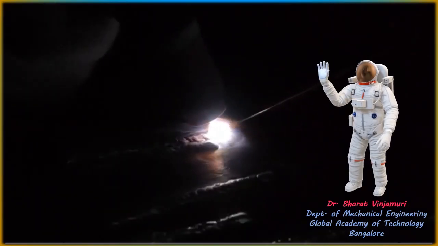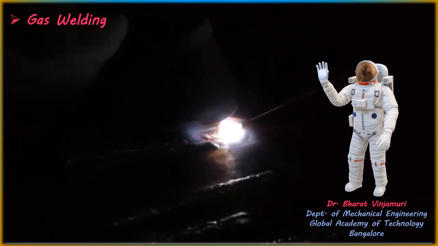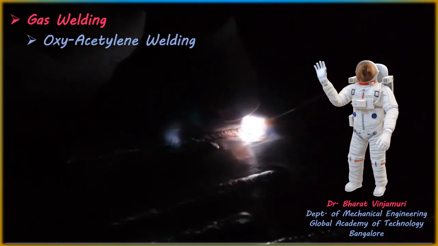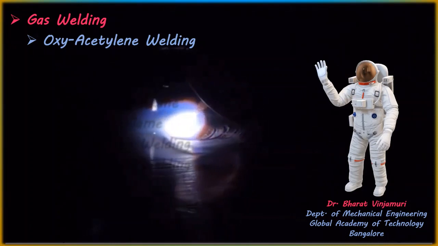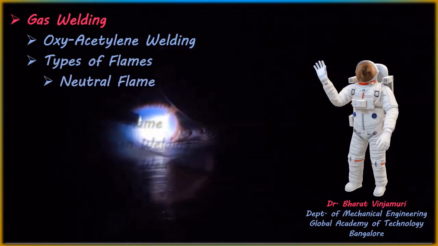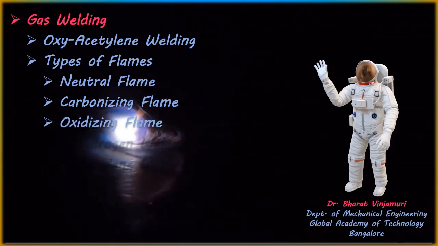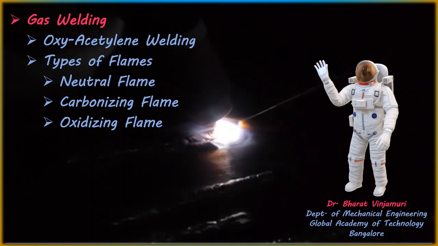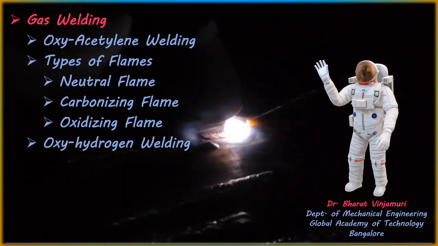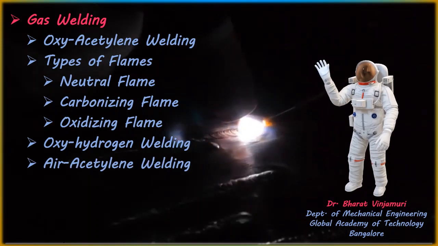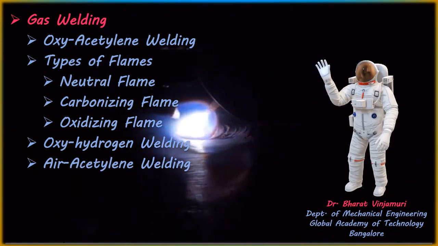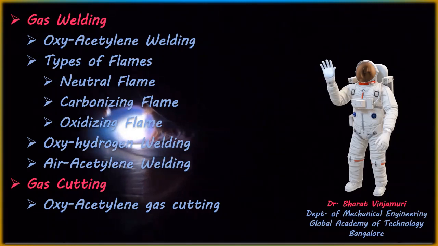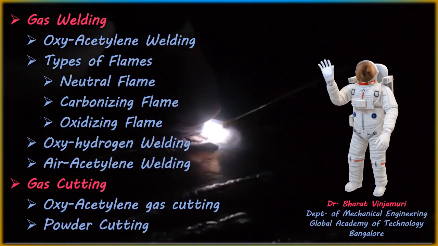In today's video session, we'll be discussing the gas welding process. Also, we'll be discussing the different types of gas welding process like Oxy-Acetylene gas welding process. The different types of flames during the process like neutral flame, carbonizing flame and oxidizing flame will be discussed in this session. Also, the different types of gas welding process like Oxy Hydrogen Welding process and air-acetylene welding process will be discussed in detail. At the end of the session, we'll be discussing the different types of gas cutting process like Oxy-Acetylene gas cutting as well as powder cutting process.